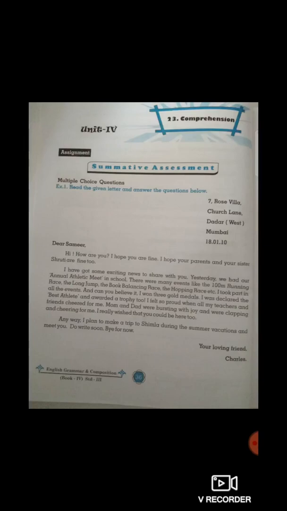So students, there are two formats of letter. One is the formal letter and the other one is the informal letter. By observing this letter, this is the informal letter. Formal letter means it is written to the principal or government office. In the letter, the subject is mentioned, for what purpose the letter is being written. But if you observe this letter, the subject is not written. So it's an informal letter.